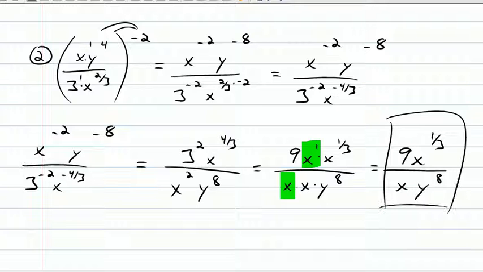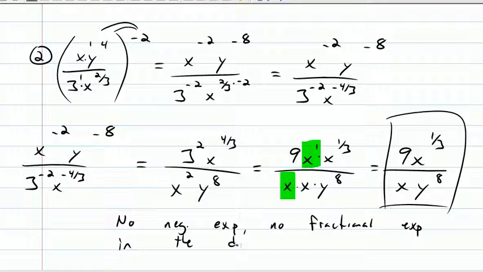Now we're going to stop there because the rules that we were playing with said no negative exponents, no fractional exponents in the denominator. So there are no more full groups of x to take out in the numerator to cancel anything with the denominator. So we're done. We'll stop right there.